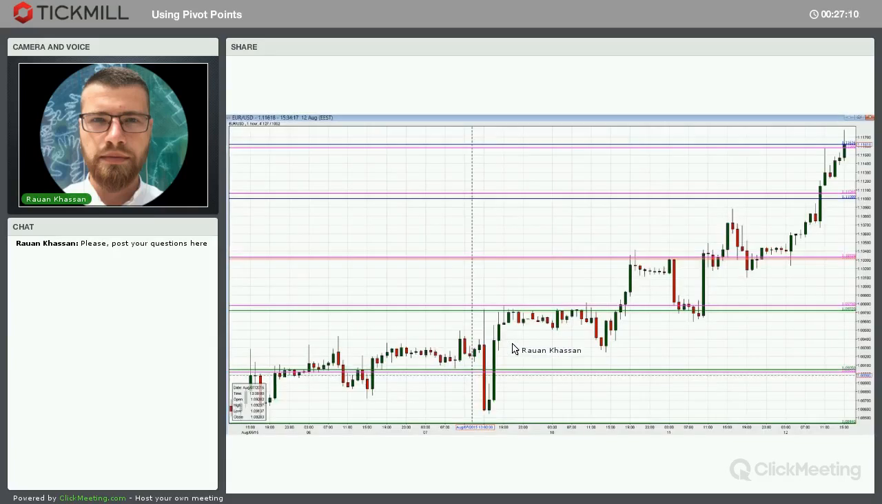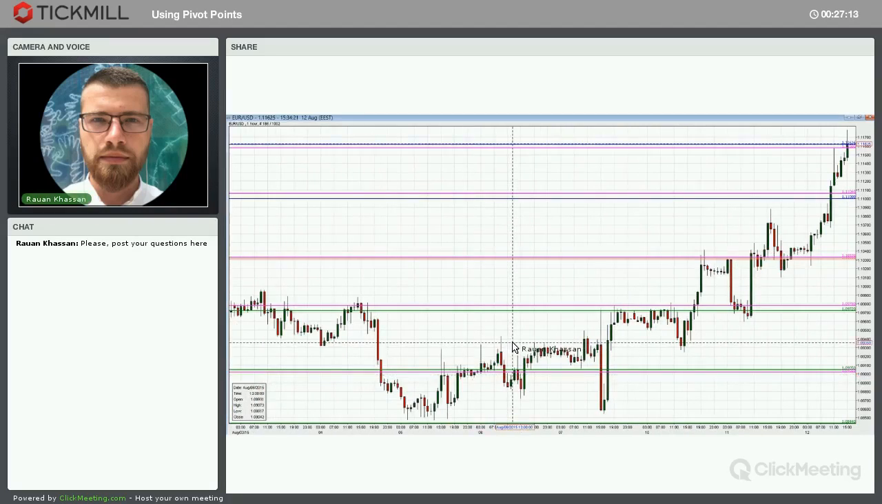The third tool of pivot points is general market sentiment evaluation, and today's price action for euro dollar is another good example for it. So you can see that daily pivot point was set at 1.1030 level, and since today's trading started at the level of 1.1040, the price attempted just once to go below the pivot point level.